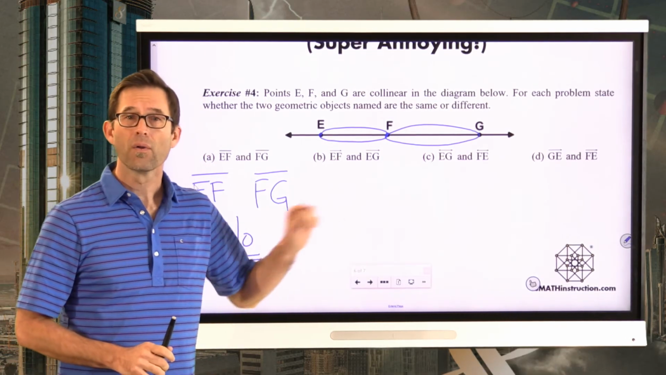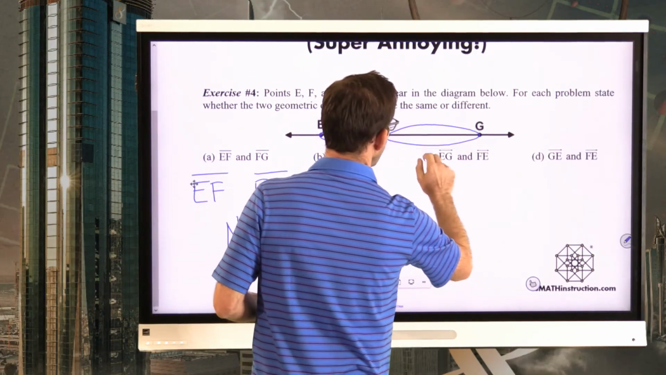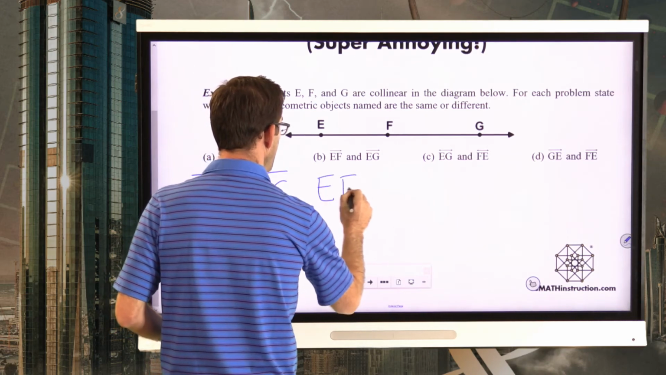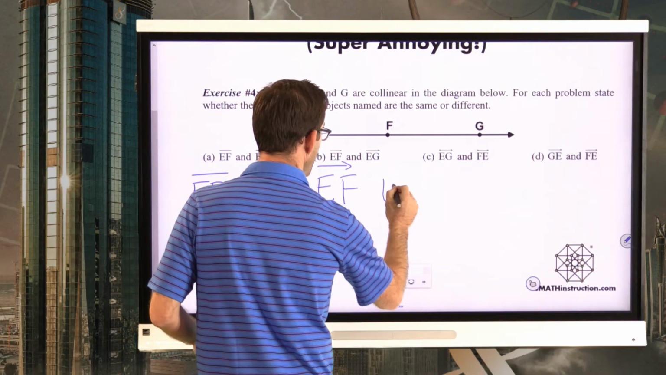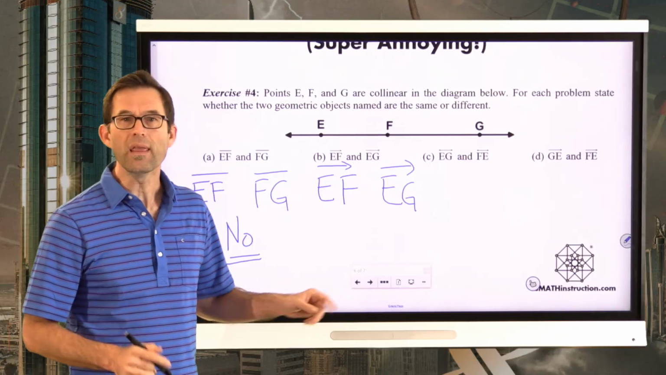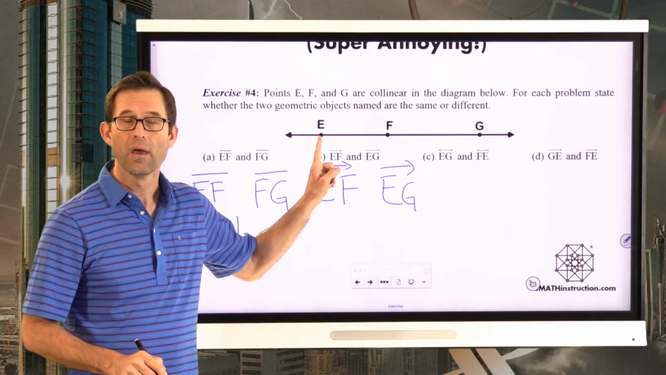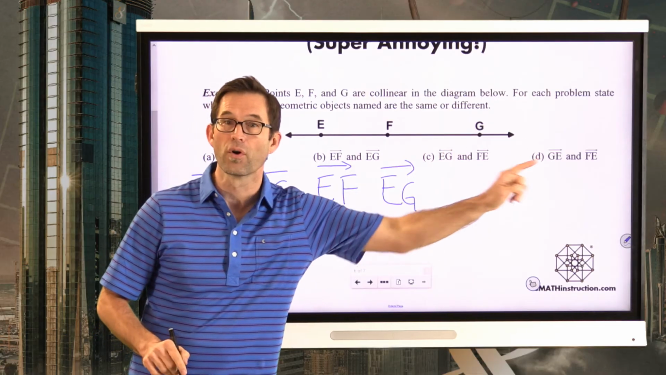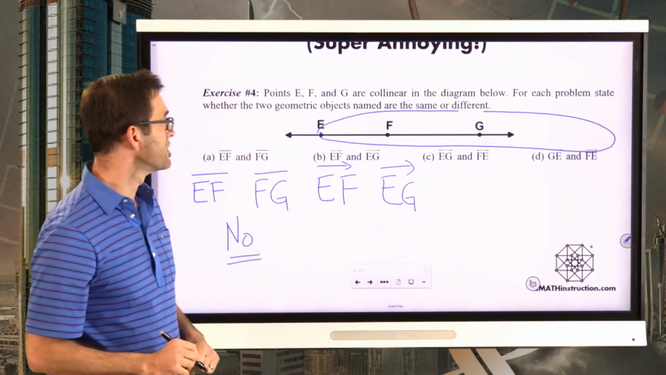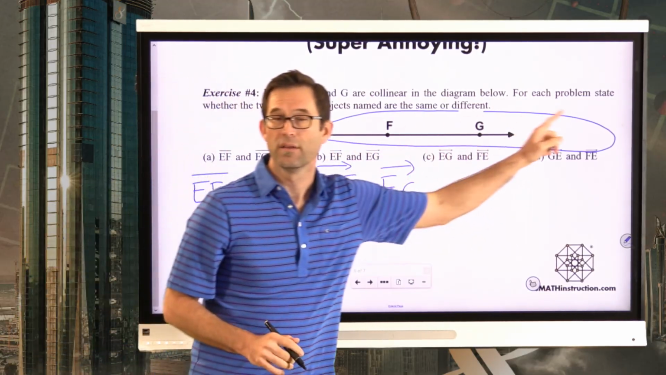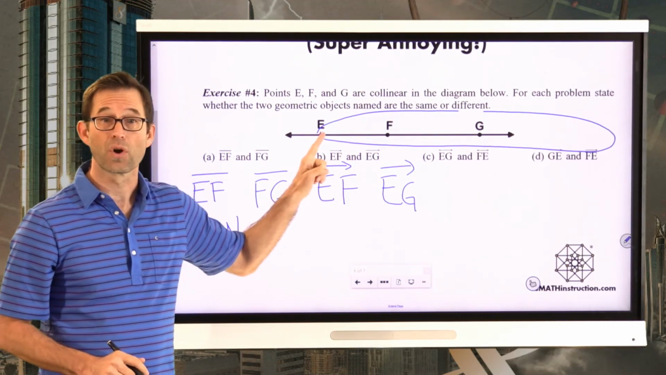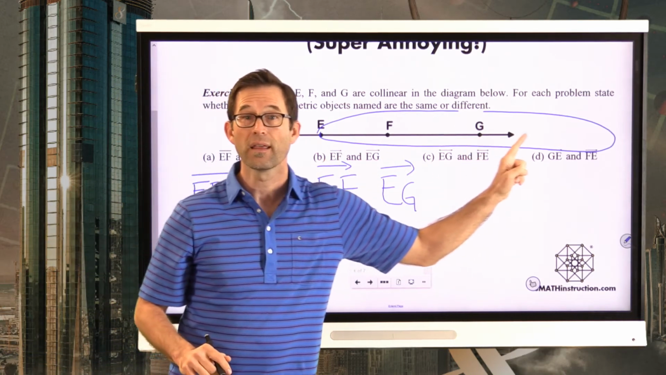Okay. Now let's take a look at letter B. I'm going to erase these two. In letter B, we have two rays. One of them is ray EF, and one of them is ray EG. So let's take a look at what these two sets of points are. Ray EF is the set of points that starts at E, continues towards F, and goes forever. So literally, ray EF is all of those points. And again, I can't circle them all because it goes forever in that direction. Now, ray EG is the set of points that starts at E, passes through G, and keeps going on forever.